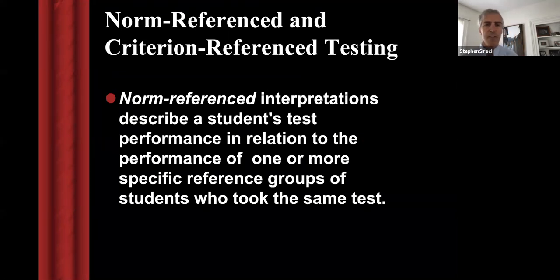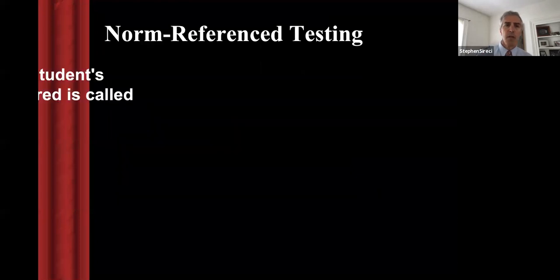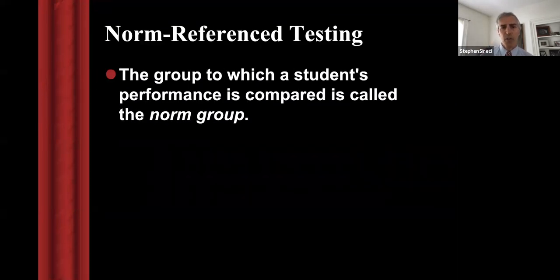Norm-referenced interpretations, norm-referenced testing, describe the performance of a student, or an examinee, on a test in relation to the performance of other people who took the same test. The group to which the students are compared is called the norm group. When I hear norm, I think of the average person, the average guy. I actually think of Cheers. Remember Norm and Cliff, who would sit at the bar in Boston, just these average guys? So that's the norm group.